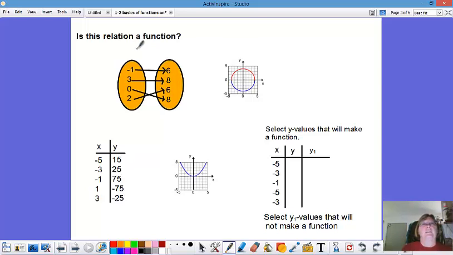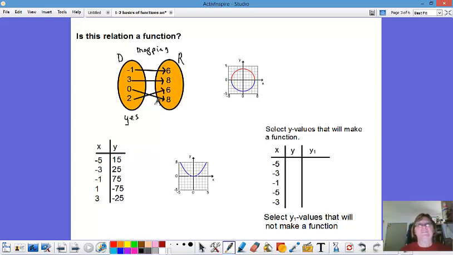The very first one that we're looking at here is a mapping. Again, that's just a visual way of deciding which range element goes with which domain element. And the question for us is, is this relation a function? To be a function, each element in the domain must be paired with exactly one element in the range. And so I'm looking at this. -1 goes with 6 and 6 only. 3 goes with 8 and 8 only. 0 goes with 8 and 8 only. 2 goes with 6 and 6 only. Folks, this is a function since each element in the domain is mapped to exactly one element in the range.